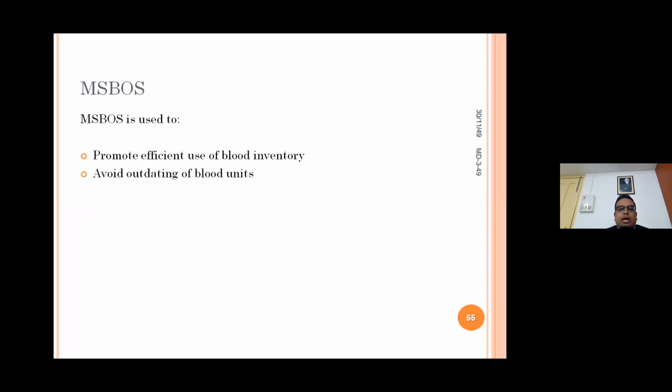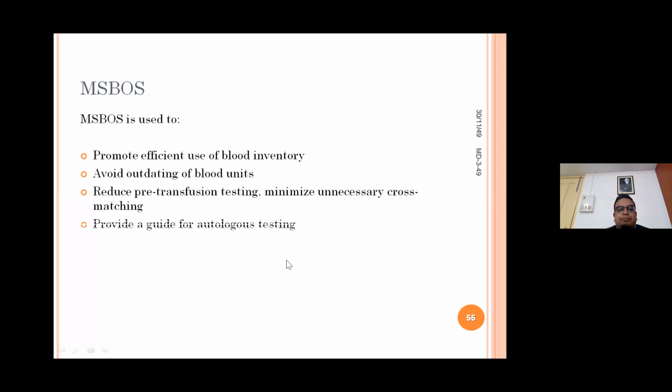Sometimes it so happens that you are cross-matching blood and keeping it in reserve for some patients, and ultimately the patient does not require it, and in the meantime the blood units expire. So that is avoided. It also reduces pre-transfusion testing and minimizes unnecessary cross-matching, because these require some cost and expenditure. It provides a guide for autologous testing and enhances the quality of care. All these are advantages of using MSBOS.